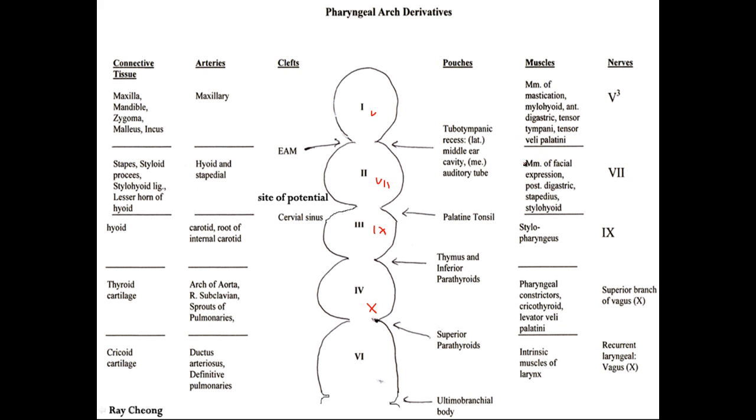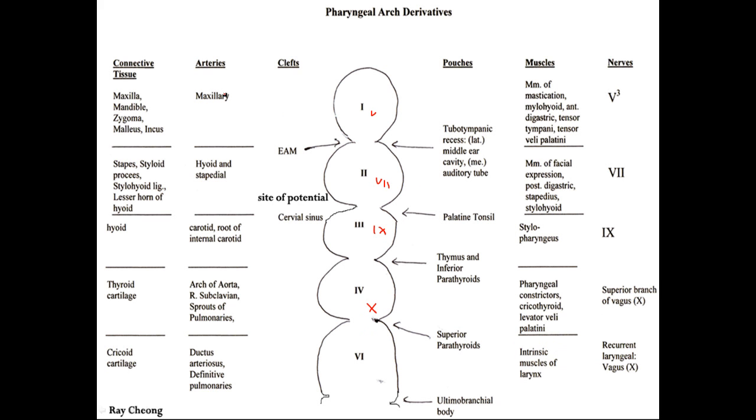We move to arch 2: muscles of facial expression are done by 7. Posterior belly of digastric done by 7. Stapedius attached to the stapes done by 7. Stylohyoid off the styloid process done by 7. So that's arch 2 muscles. Arch 3 muscles, only 1, stylopharyngeus. And arch 4, 6 muscles are going to be those of the constrictors and the larynx. Lump them together. I don't think the boards are going to separate those.